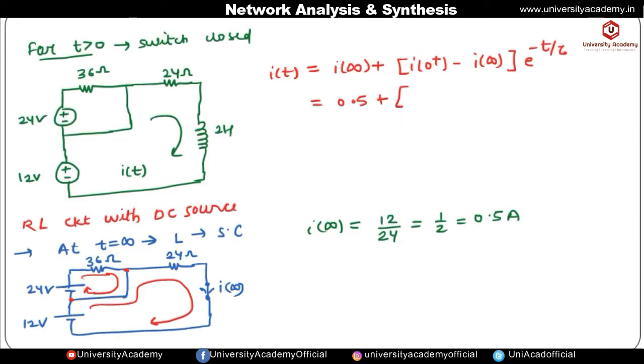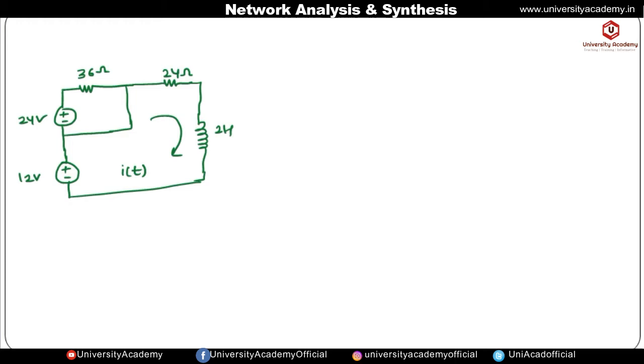So let us write: 0.6 minus 0.5, into e to the power minus, and next we have to calculate the time constant. As this is an RL circuit, the time constant is given by L by R. Multiple resistances are there, so we will calculate R equivalent. The L value is 2. Now let us calculate R equivalent.